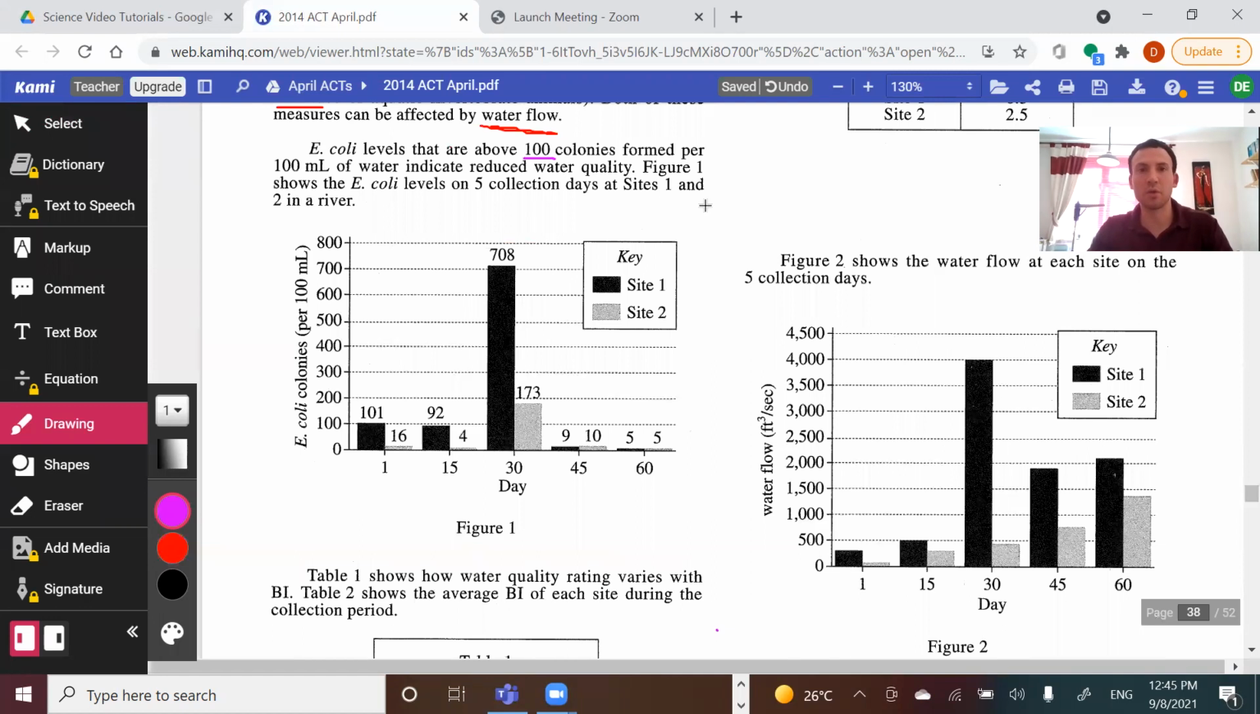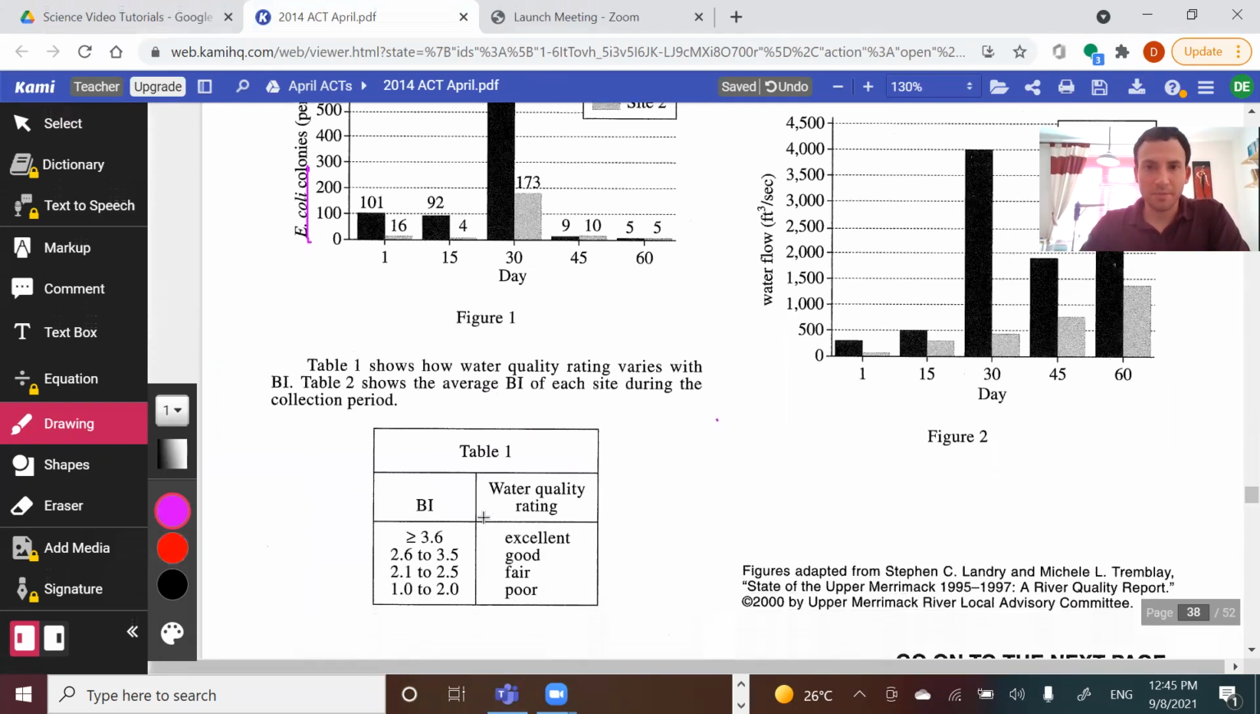Figure 1 shows E. coli levels on 5 collection days at sites 1 and 2 in a river. So really simple. The x-axis is our input, okay? So we input a day and we also input a site. So those are our two inputs. And based off of that, we get an output, which is our E. coli level. And anything over 100 is bad. So site 1 on day 1, the E. coli levels are just a little too high for comfort. That's reduced water quality.